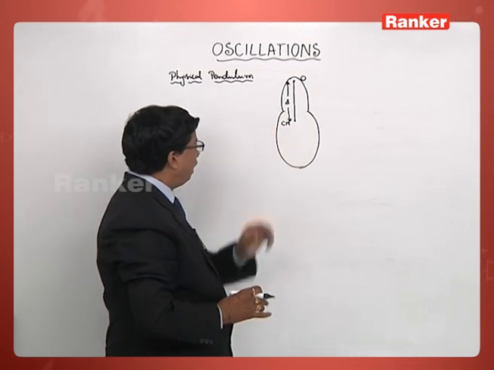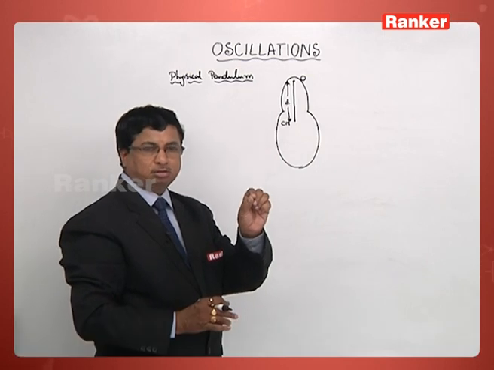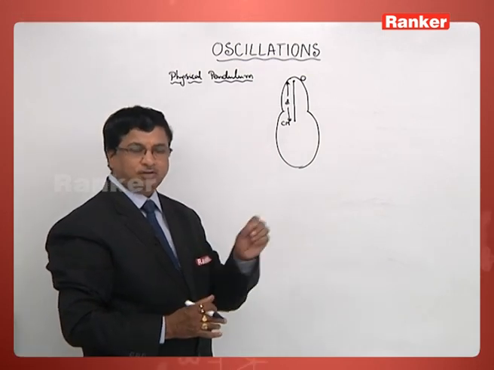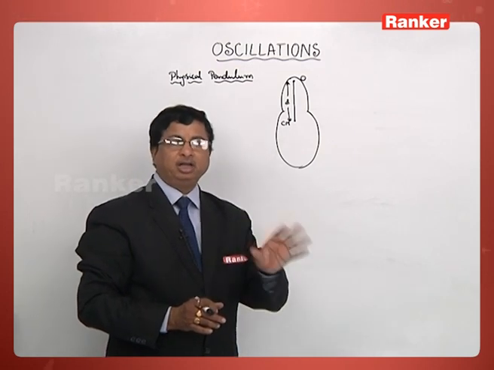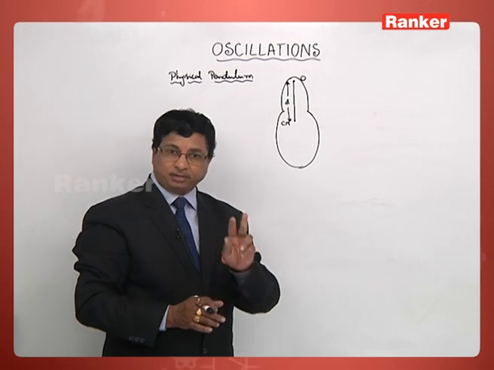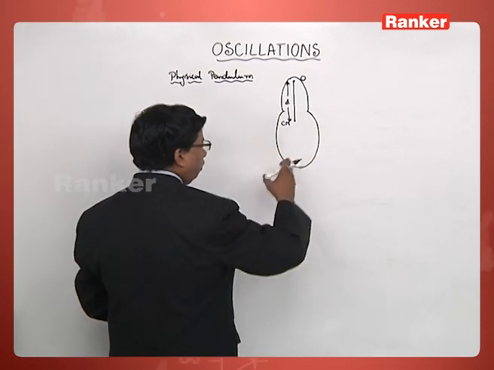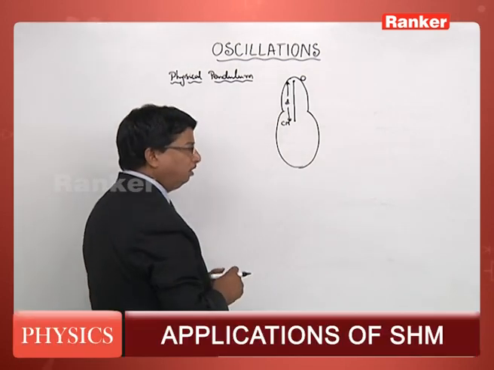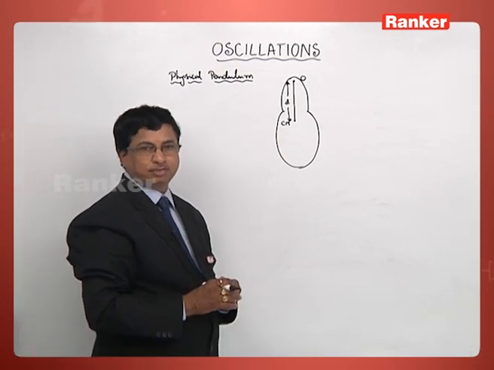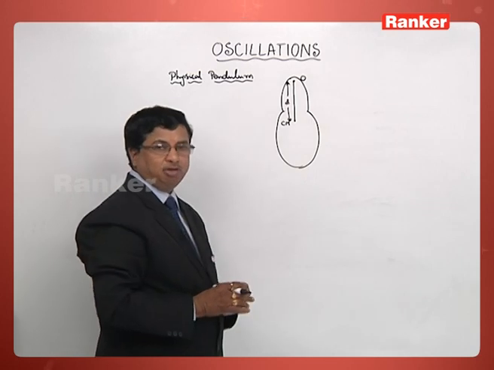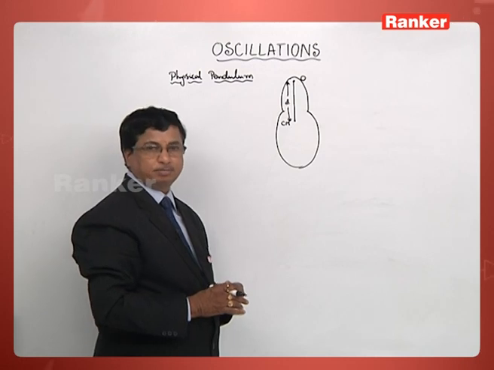Now, in this particular example, how can we show that this is simple harmonic oscillation? The oscillation of this pendulum is simple harmonic. How can we identify that? And secondly, what is its time period of oscillation? What would be its frequency of oscillation? Likewise, what would be its angular frequency? These are the formulae one has to remember as far as the physical pendulum is concerned.